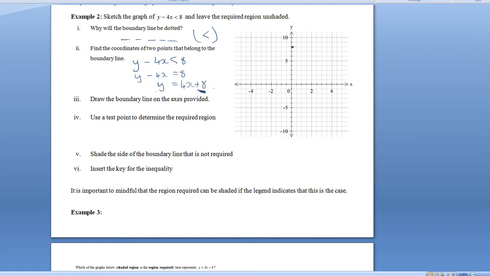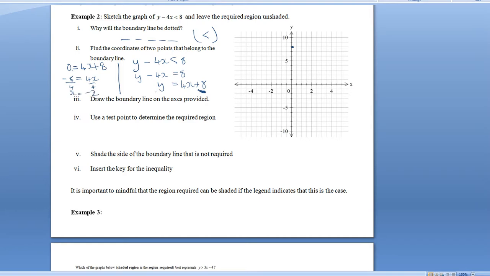Now, what I'll do is get the x-intercept. There are a couple of ways of doing that, so you could try many different ways. I'll get the x-intercept when y equals 0, so 0 equals 4x plus 8. Let's take 8 from both sides and divide by 4.